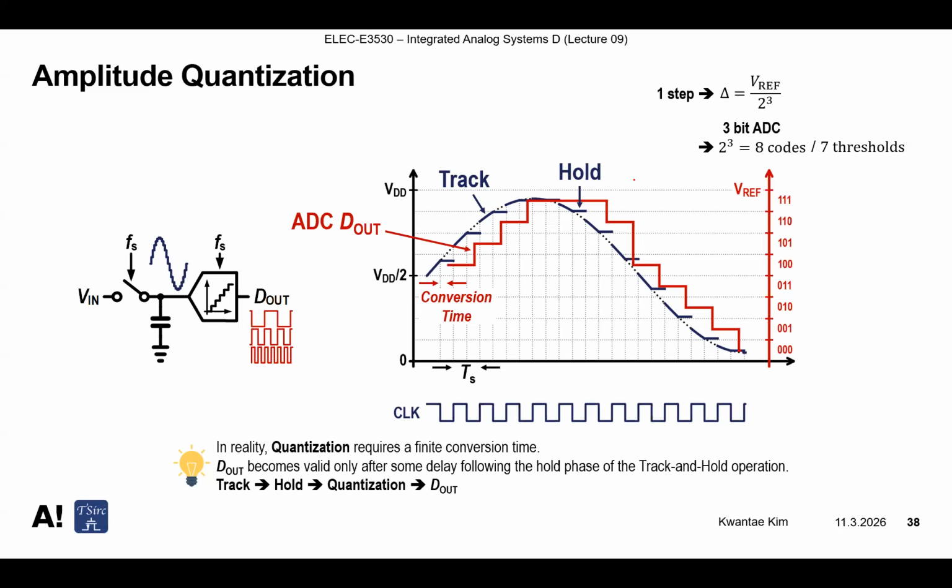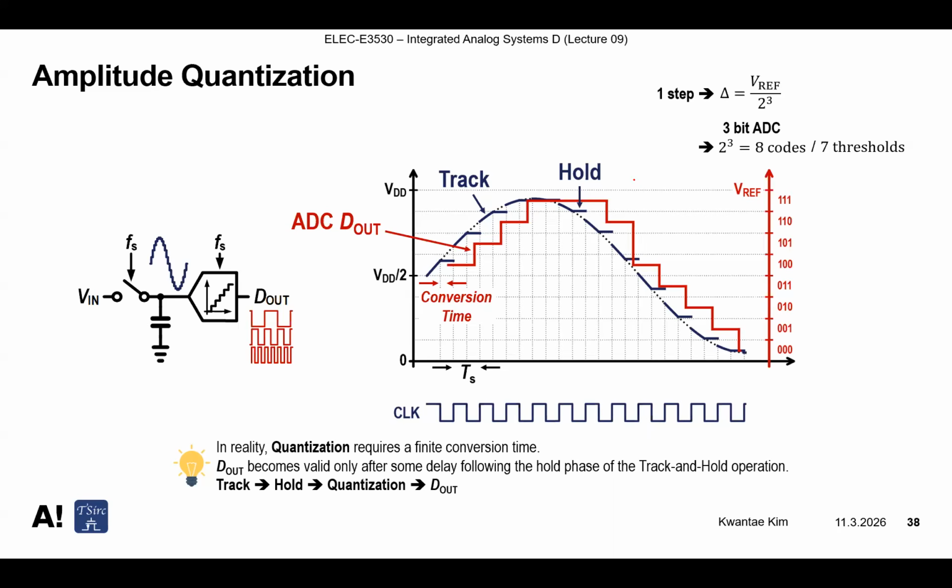In reality, D out becomes valid only after some delay, the conversion time, following the hold phase of the track and hold operation. So the signal chain goes this way. We first track the analog input, then we sample and keep it as it is. We call that the hold operation, then we do the quantization, and now we get the D out here. So the whole process is simplified within this graph.